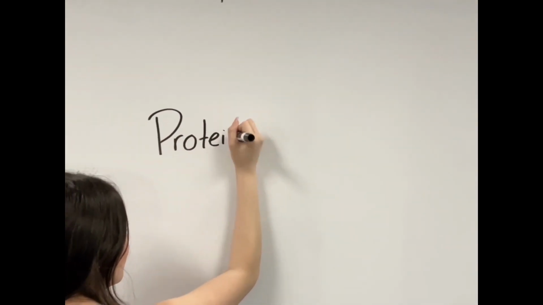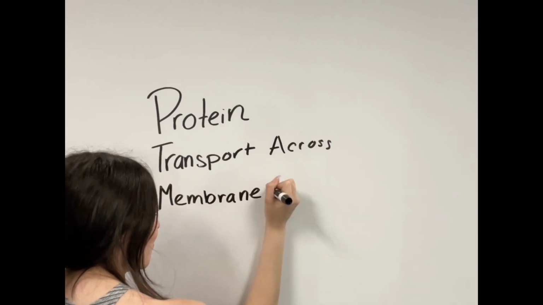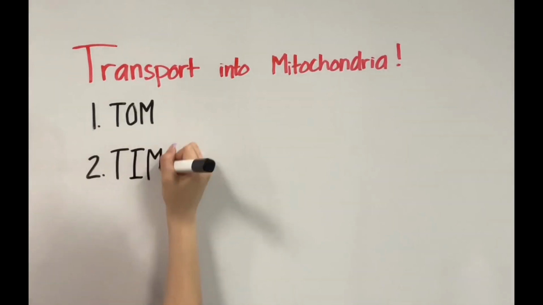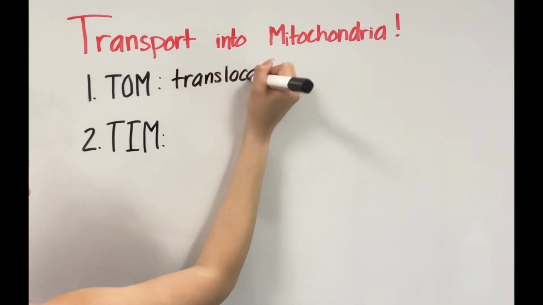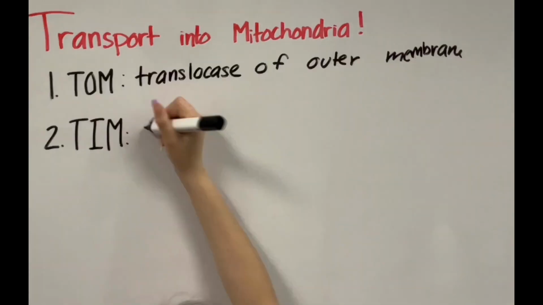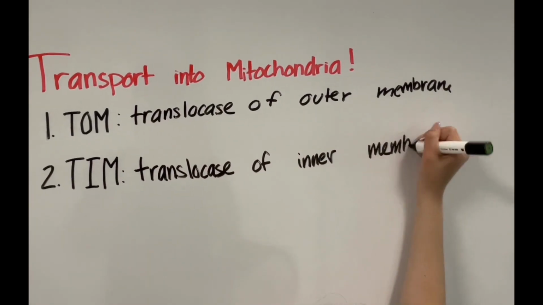In this video, we're going to be talking about protein transport across membranes, more specifically, transport into the mitochondria. To begin, it is important to remember the two protein transport complexes that are required for this to happen, the translocase of the outer membrane and the inner membrane, otherwise known as TIM and TOM. These are responsible for pulling proteins from the cytosol into the inner mitochondrial matrix.